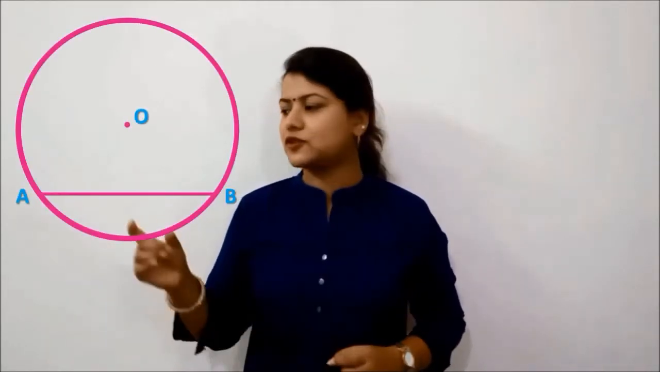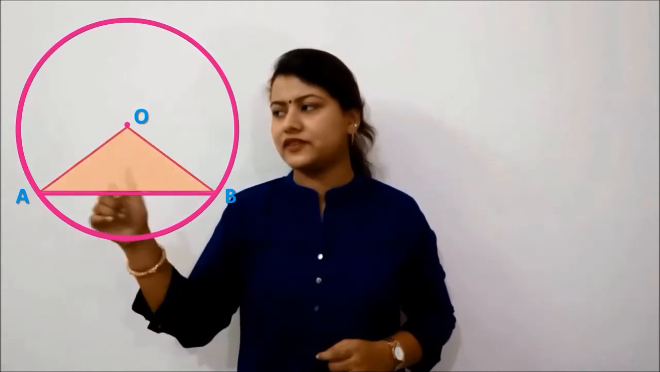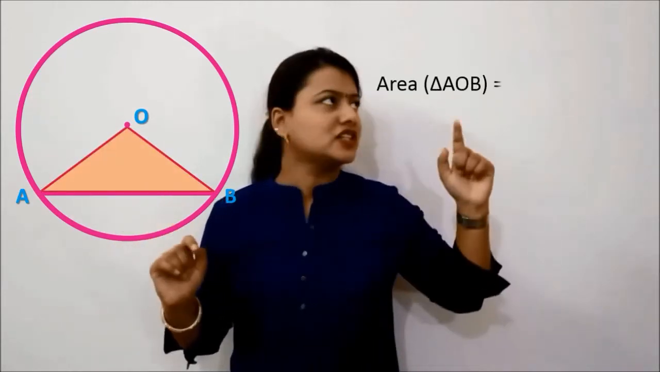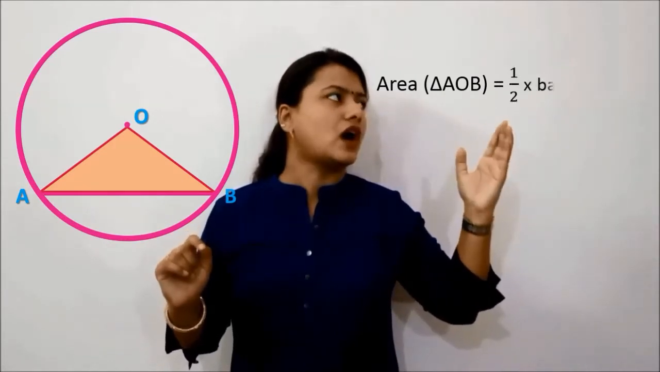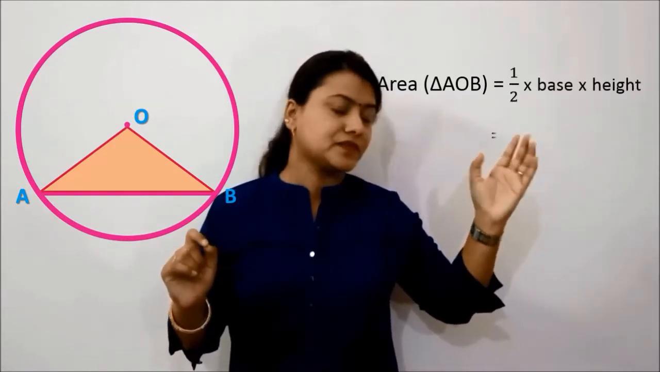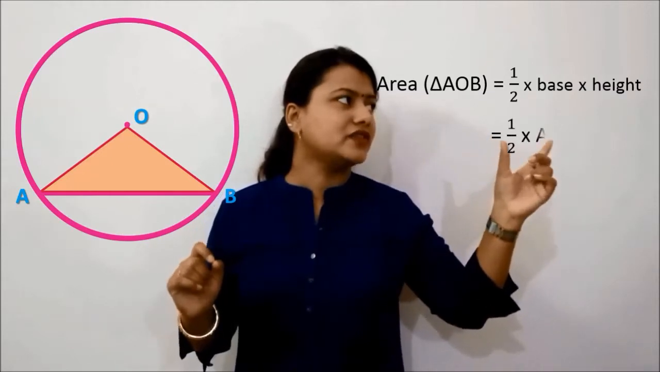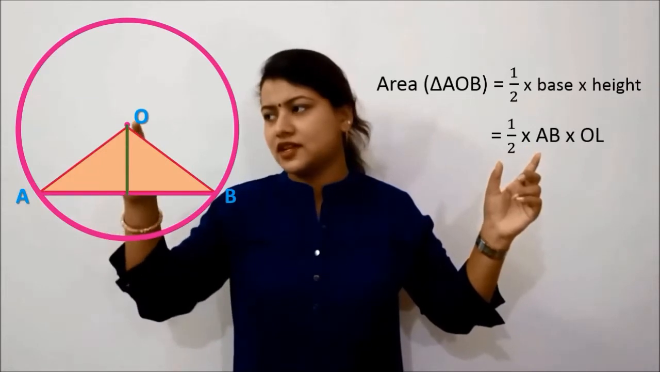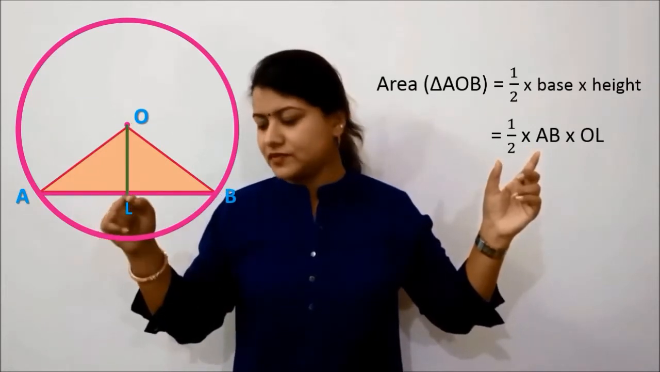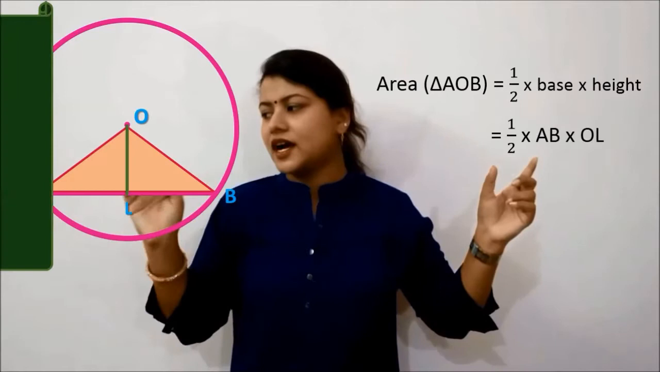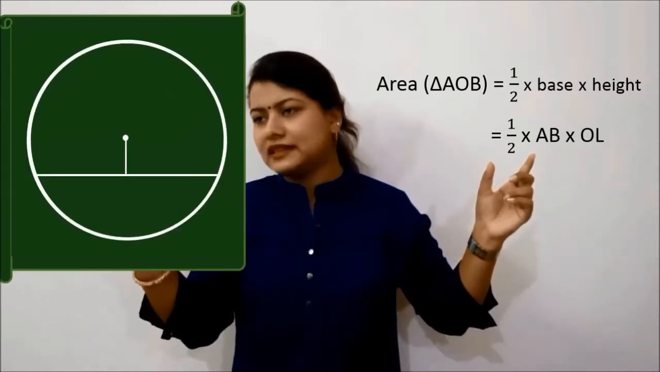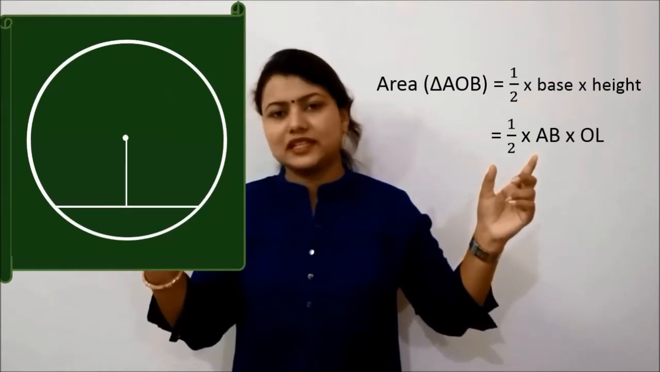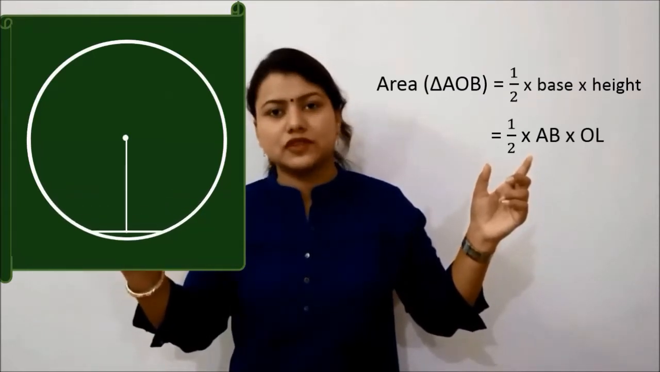Next, let us take a chord in a circle, and if I find the area of this triangle, I will get area of triangle AOB equals half base into height. Now, in this half base into height, what is the base? The base is the chord and the height is OL. Now if I decrease the size of the chord, then eventually the length of the chord will be equal to the length of the arc.